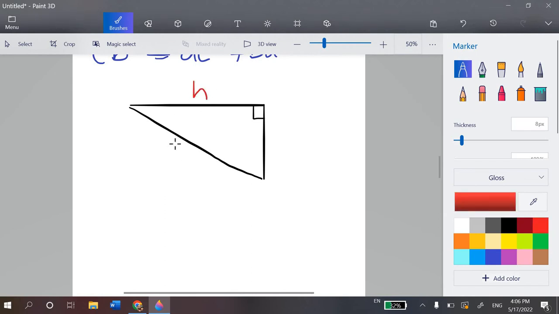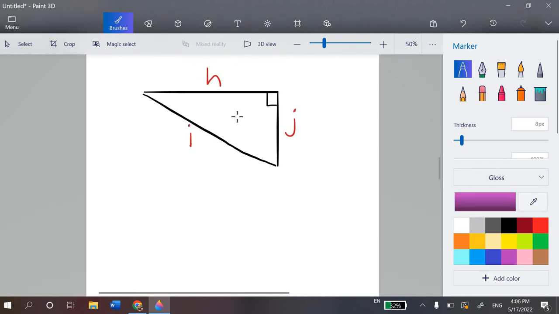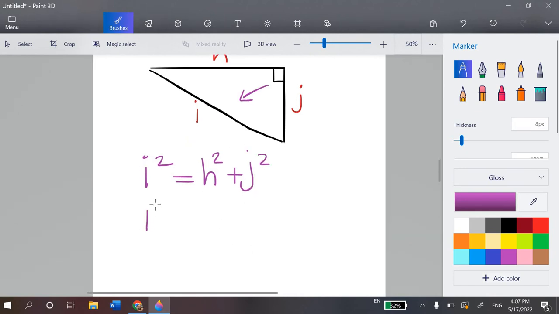Let's name this as H, I, J. Okay, again, first thing we need to do, find the hypotenuse. The hypotenuse is I. So we can say that I to the power of 2 equals H to the power of 2 plus J to the power of 2. Or equally, you can say I to the power of 2 equals J to the power of 2 plus H to the power of 2. That's fine, no problem.